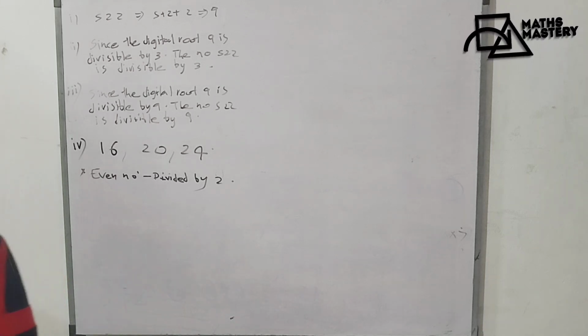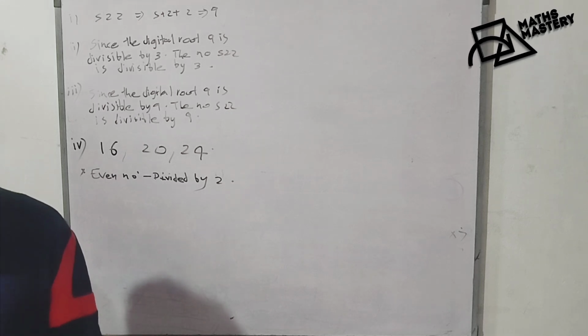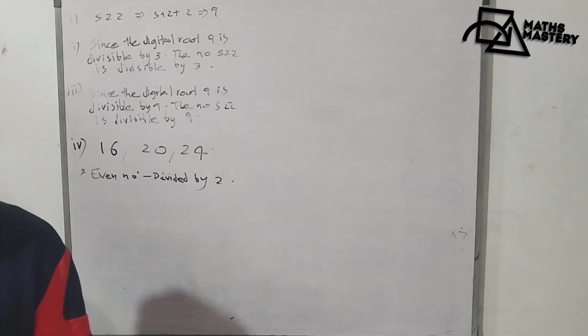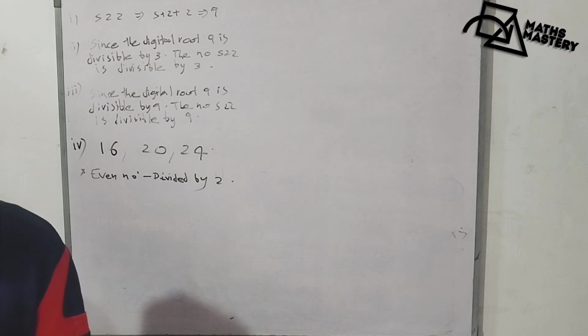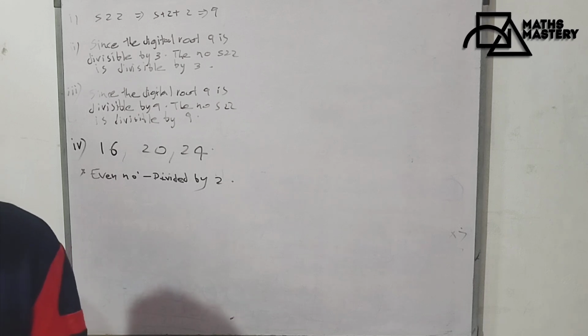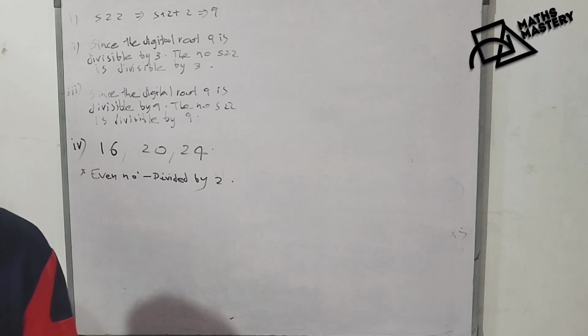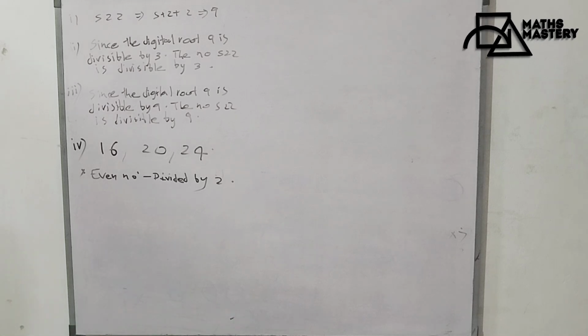Okay, let's go to question number 5. 4, 3, 2, 1 are 4 numbers written on 4 cards. How many numbers which are divisible by 4 can be made using all these cards? Okay, how to do this?